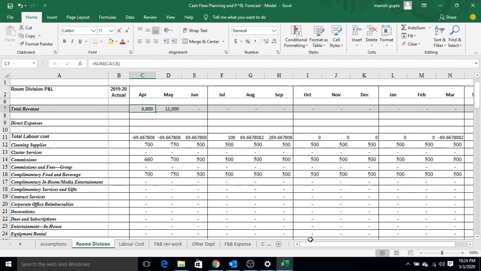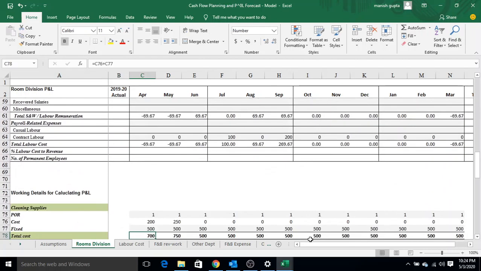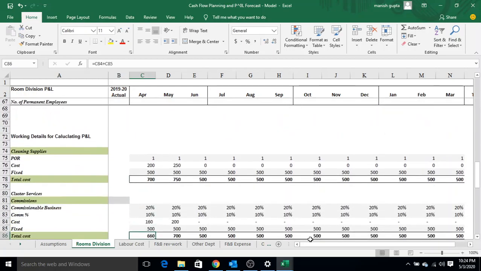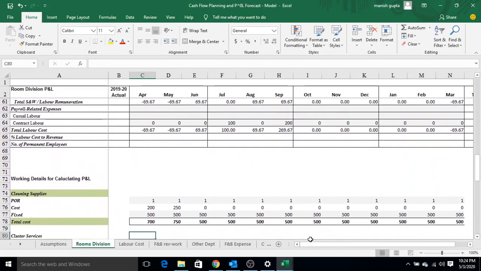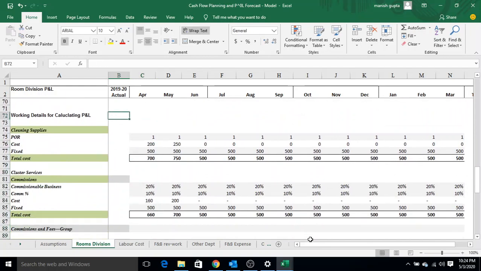Like for example, cleaning supplies, you may have a contract with an outside company. If you have a contract with an outside company, it's pretty easy. So I have done a small template here. Let's go to that template. If you come under the P&L, you will see another line, working details for P&L. First is cleaning supplies. Cleaning supplies can be calculated in two ways: one is per occupied room cleaning, and the other is the fixed cost.